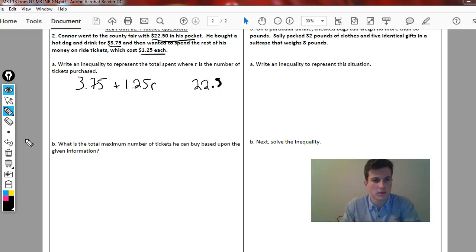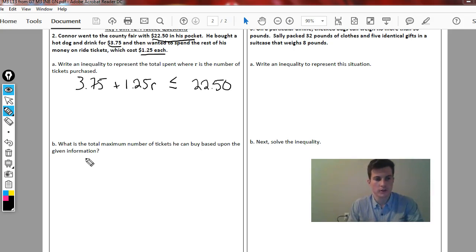I changed the pen size here, sorry. He has $22.50. So I know that the amount he spends has to be less than or potentially equal to the amount he has. So that's our inequality. Part B, what is the total maximum number of tickets he can buy based on the given information?